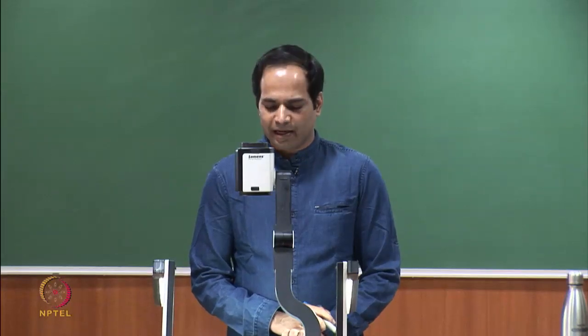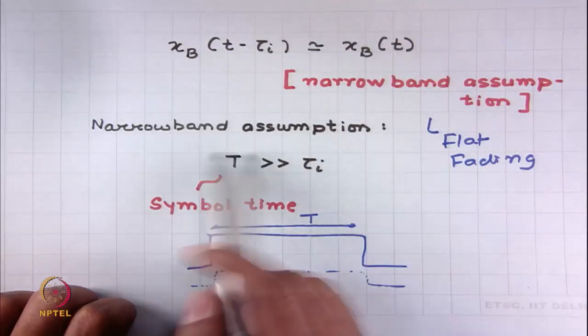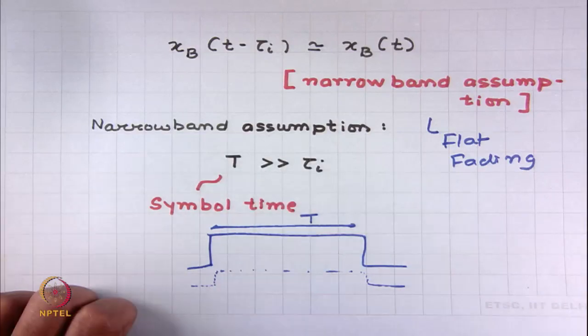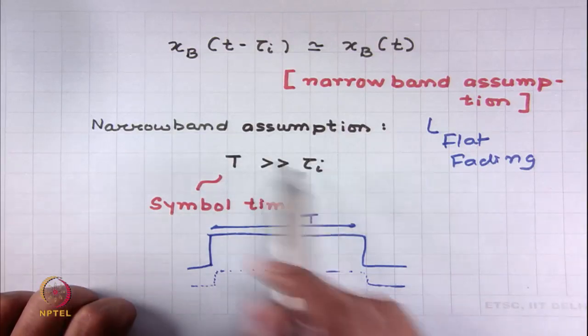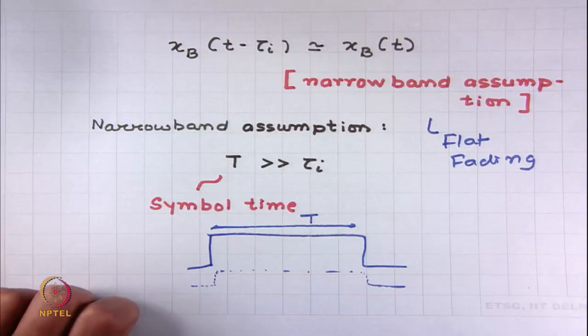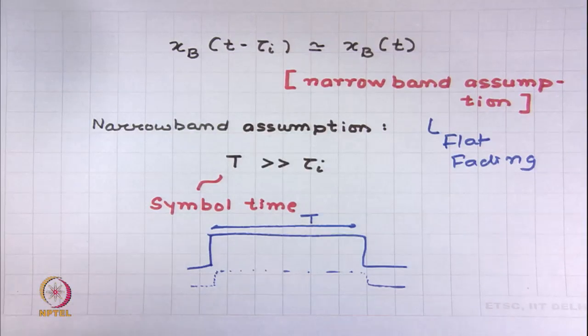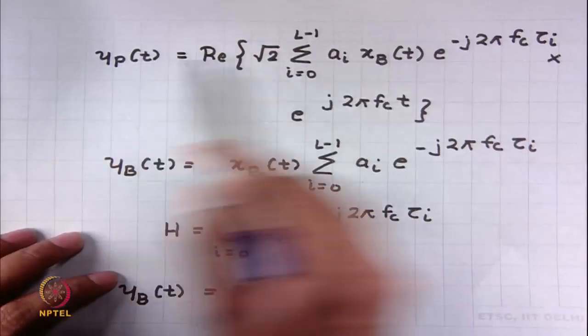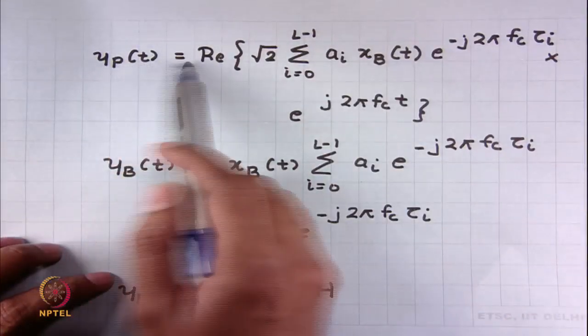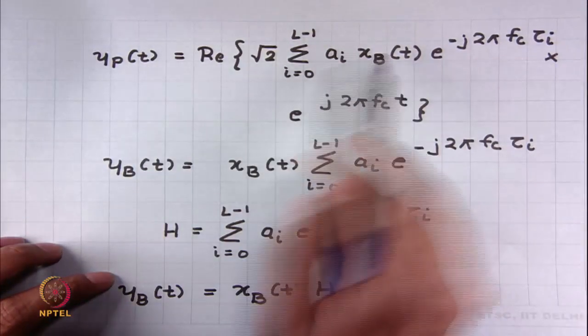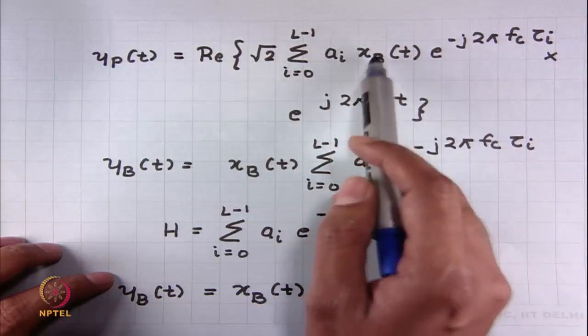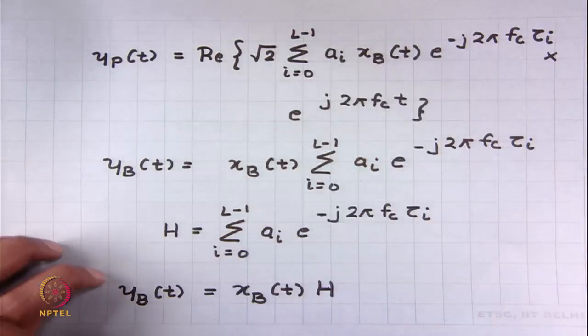So, what we can say is, if the symbol time is much greater than tau i, where tau i is the delay created by a path of the channel, then I can simply use this narrowband assumption. Okay. Now, using this narrowband assumption, I can write y p t as simply this. So, what I did is I simply have changed x b t minus tau i as x b t.